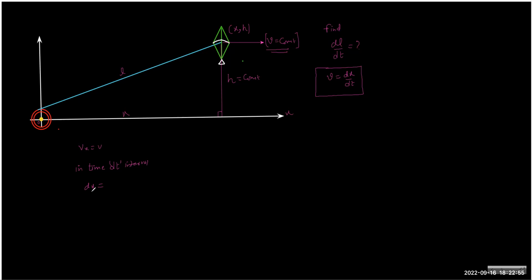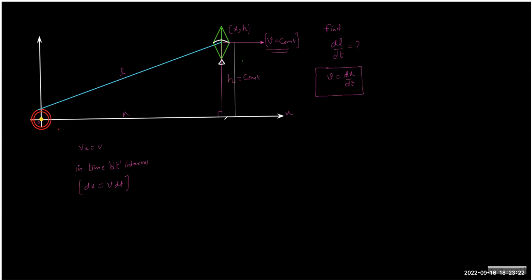Distance equals to, what formula we have to use? Distance equals speed into time, which is dx equals v dt. How many of you realize this? The dx is v dt. Everyone? Very good. Now you got it?